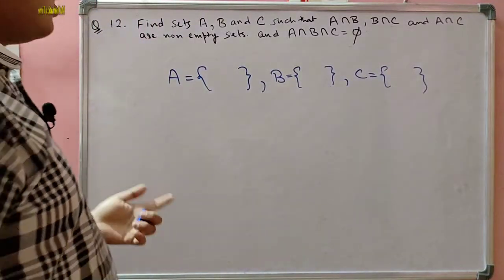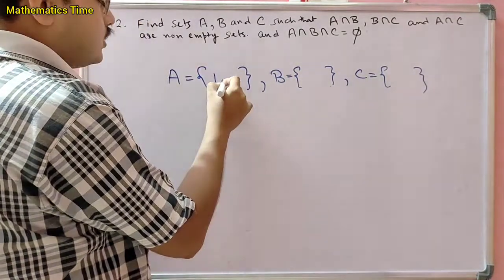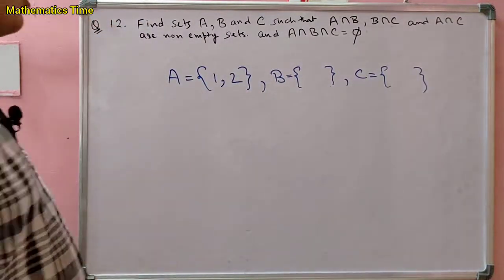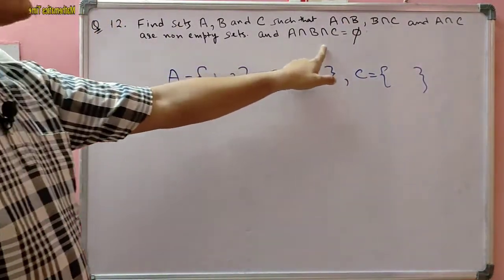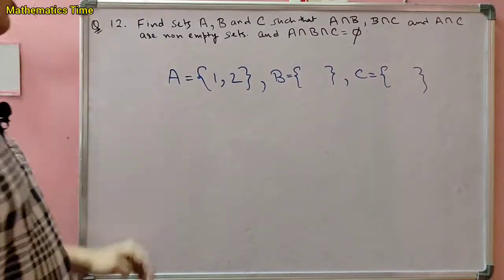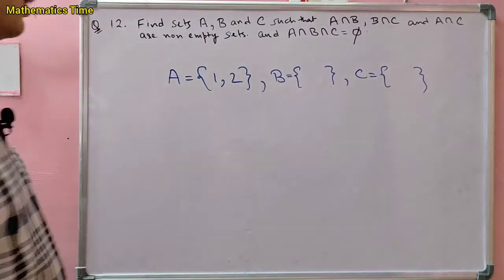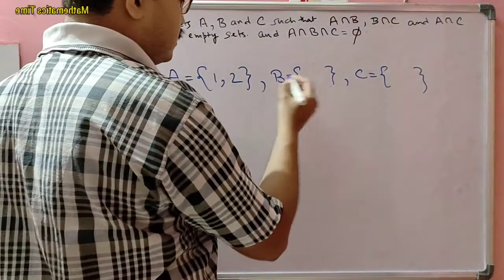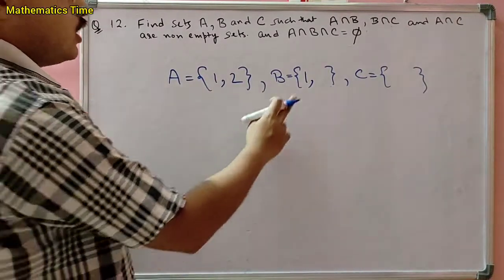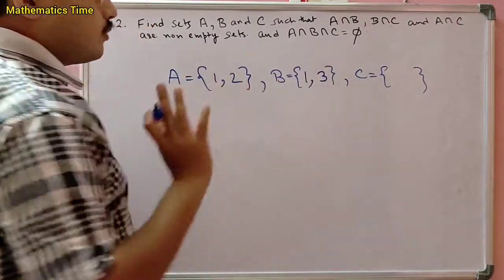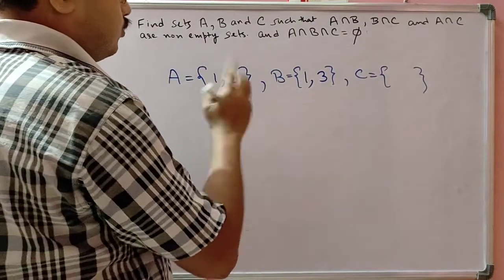Okay, so first we are taking only two elements of A, that is 1, 2. Now we have to construct set B such that A intersection B is non-empty and A intersection B intersection C equal to phi. So to make A intersection B non-empty, there should be a common element between A and B, that is we may say 1. Okay, 1 is the common element between A and B, so we are using 1 and the other element we are making different. We are using 3 as the other element, so A intersection B will be 1.